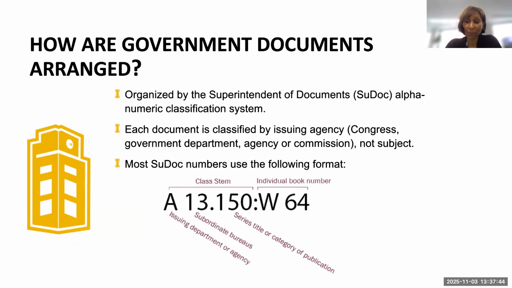Preceding the colon, we have what's called a class stem, in which the first letter designates the issuing department or agency, then the subordinate bureau, and then the title of the series or category of publication. So that's the class stem. Following the colon, we have the individual book number. And sometimes following that individual book number, you'll have a slash and a part number or a volume number or a year of publication. That's not always consistent, but sometimes you'll see that at the end of the SUDOC number.